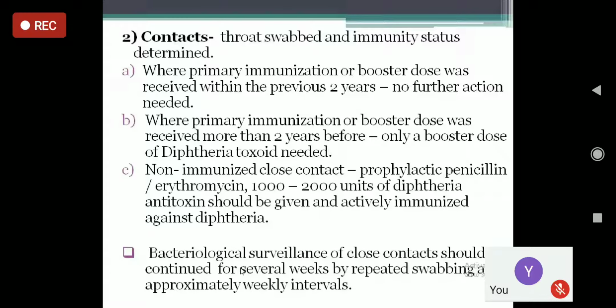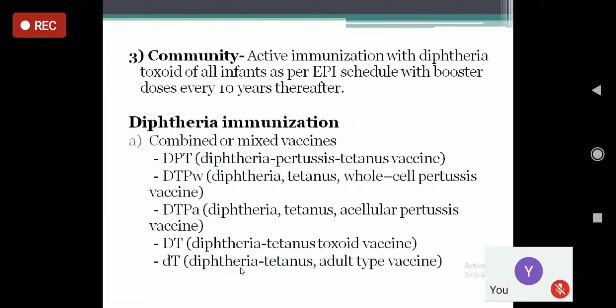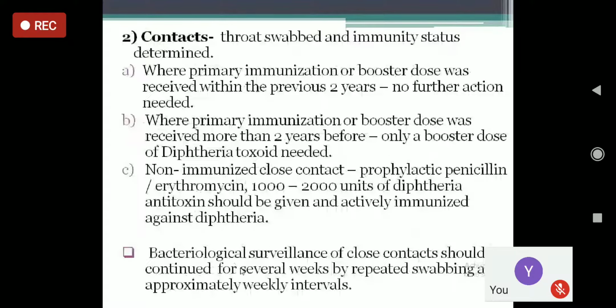Now, bacteriological surveillance of close contacts should be continued for several weeks by repeated swabbing at approximately weekly intervals. So these contacts you have to keep on monitoring. You have to keep on collecting their swabs and doing tests, sending them for culture at weekly intervals. How many times do they have to repeat it? For several weeks, they have said. Okay, for several weeks, 3 to 4 weeks.